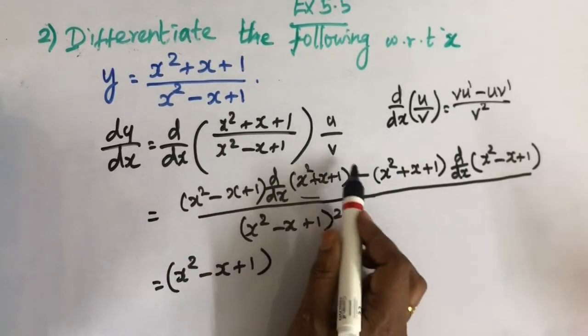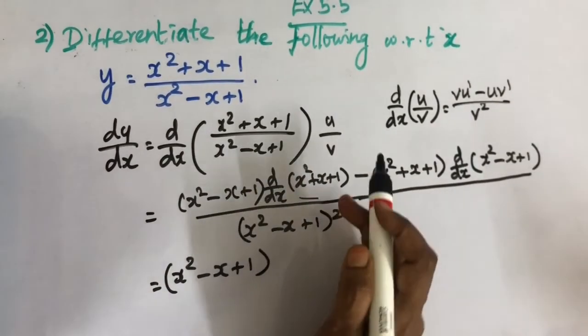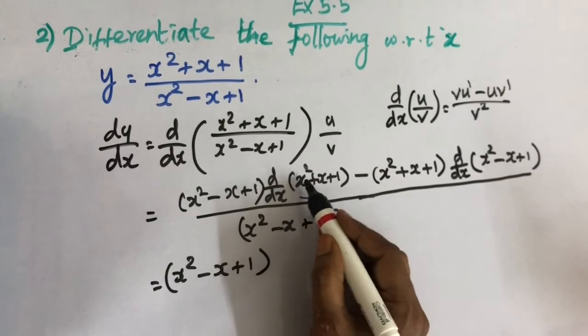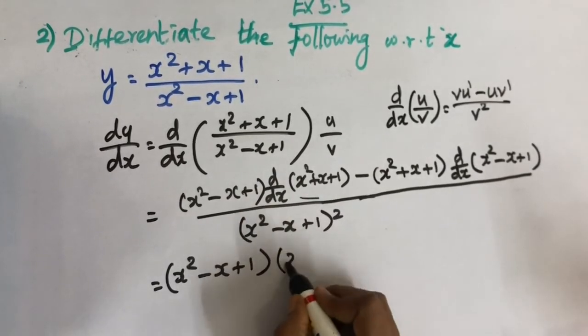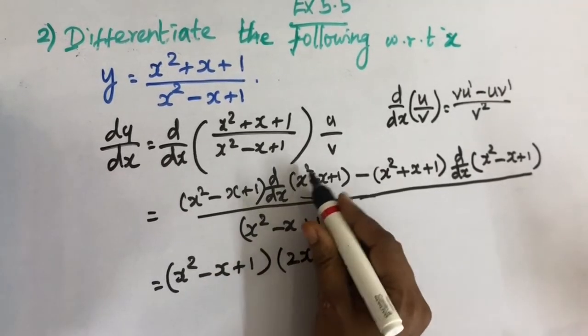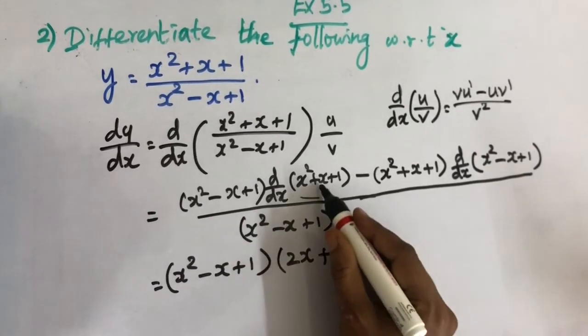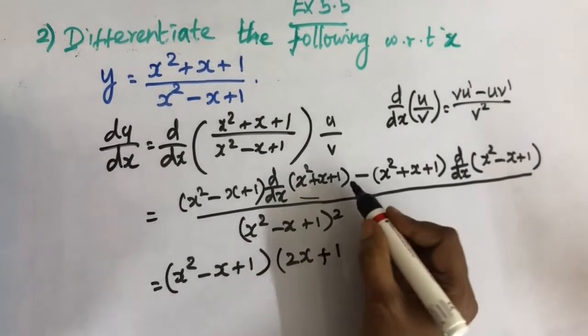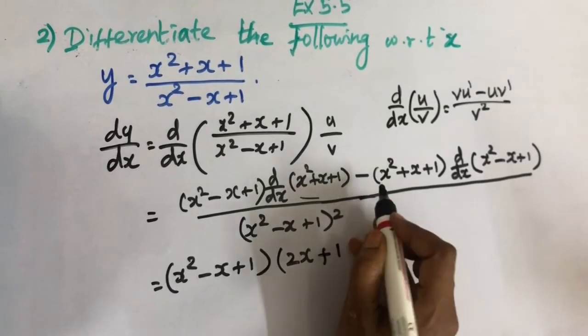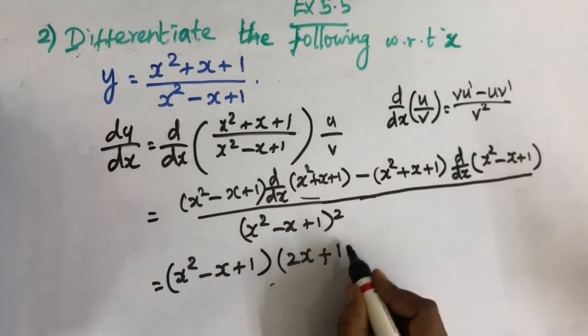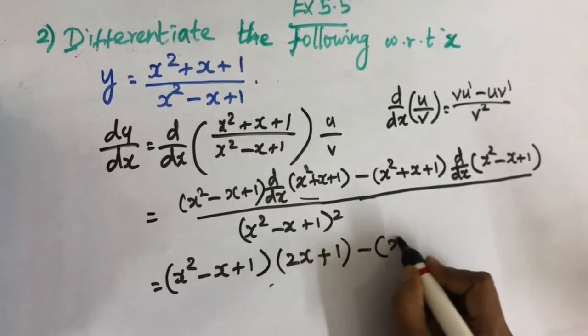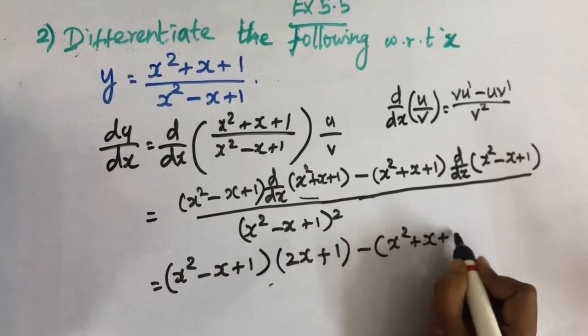While differentiating this one, x square will become 2x, isn't it? x square, n x power n minus 1. So it is 2x plus differentiation of x is 1. Differentiation of 1 is 0, so we can ignore it. 2x plus 1 minus x square plus x plus 1.